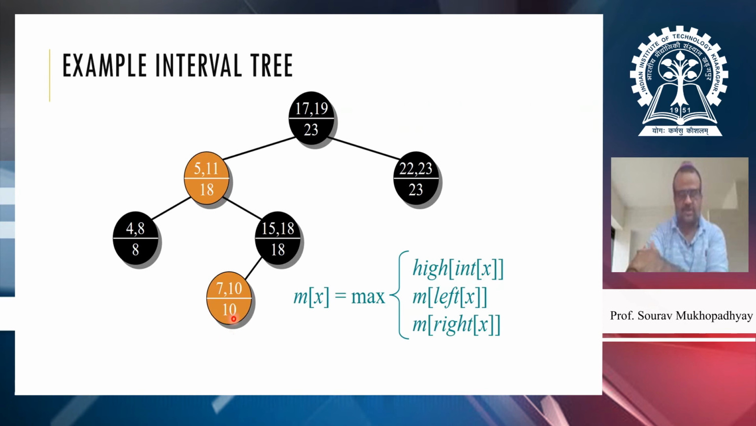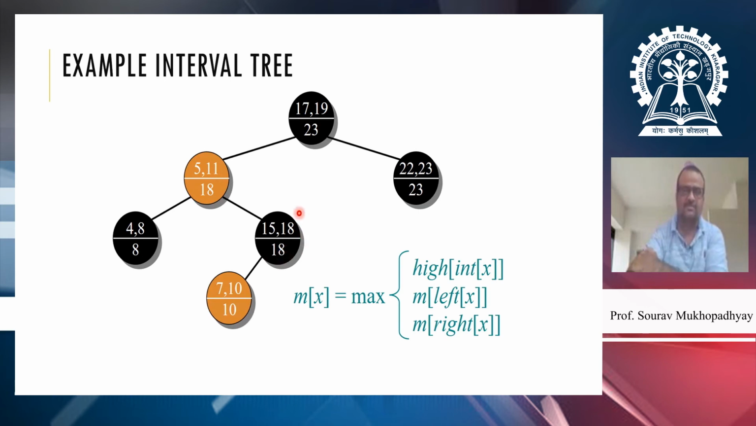So start with this node. There are nils only, so max is 10. So we put 10 over here. Now start at this node. The formula is this. What is the max at left? 10. There is nobody in the right, only nils are there. And this is the high end point, 18. So the max of 10 and 18 is 18. So we'll put 18 over here.